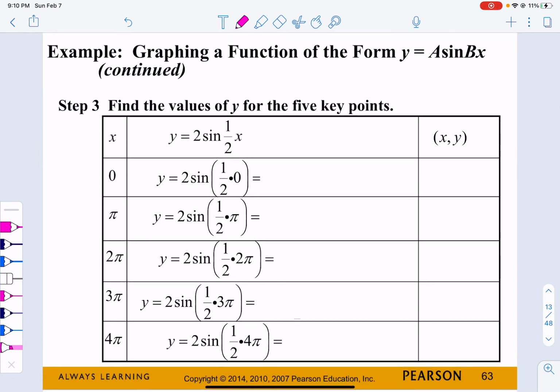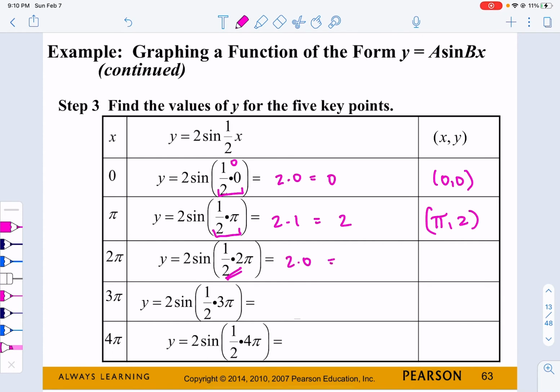So we have our 5 key points that we then go and evaluate. Again, plug some things in. If I have 2 sine of 1/2 times 0, well, 1/2 times 0 is 0, and the sine of 0 is 0. So 2 times 0 gives us 0. We're still starting at the origin, 0, 0. Now, if I take 1/2 of pi, that's pi over 2. The sine of pi over 2 is 1, so 2 times 1 gives us 2. So when we're at pi, we're up at 2. If I take 1/2 times 2 pi, 1/2 times 2 just gives us 1. So sine of pi gives us a value of 0, and 2 times 0 equals 0. So at 2 pi, we're at 0.